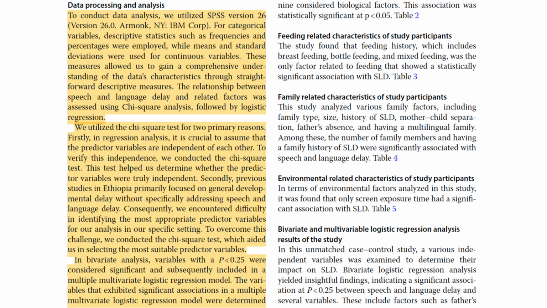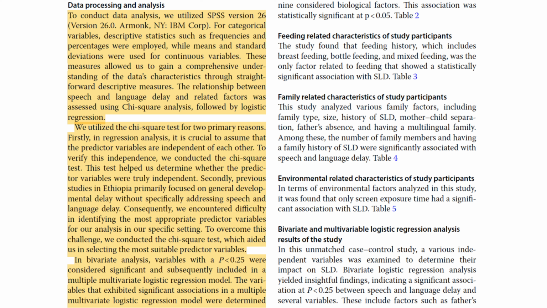by logistic regression. The study used chi-squared tests to identify which of the socio-demographic, biological, feeding, family-based and environmental factors had the largest associations with speech and language delay. These were all then reported in tables 1 to 5. After that, they included variables that had a p-value of 0.25 or less in the logistic regression.